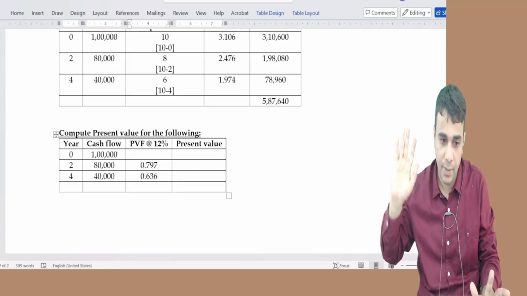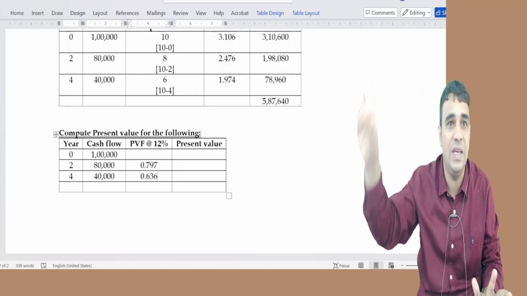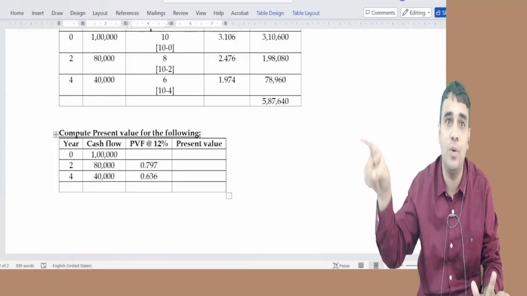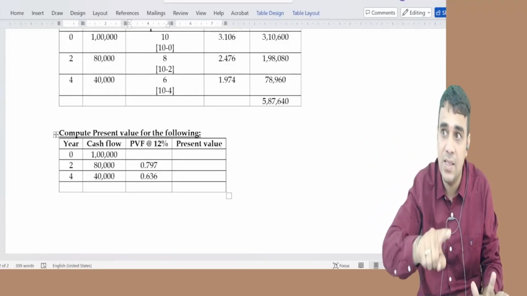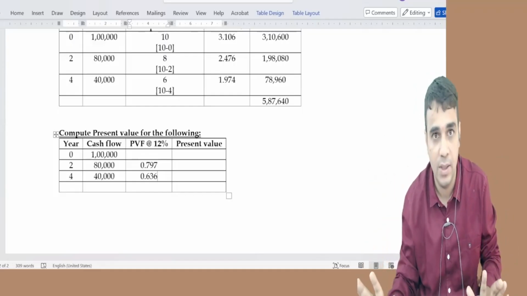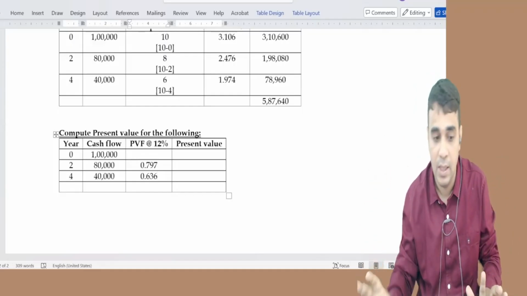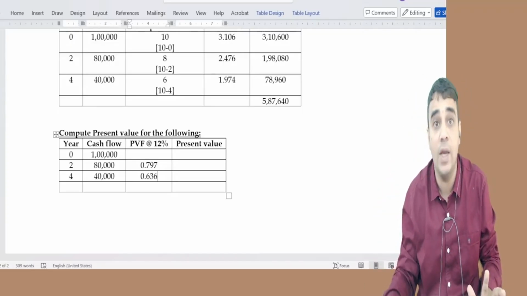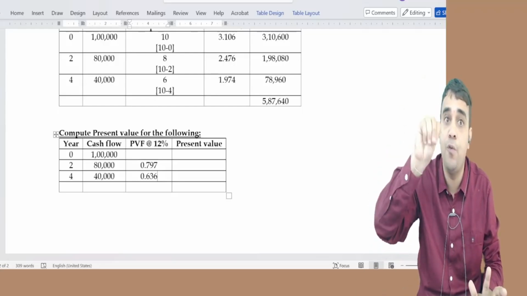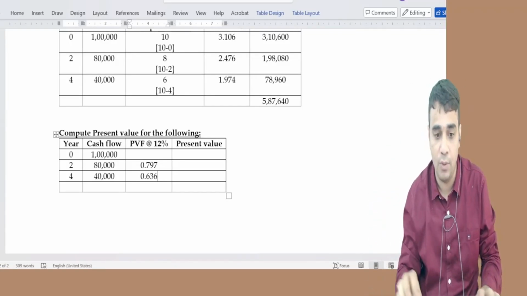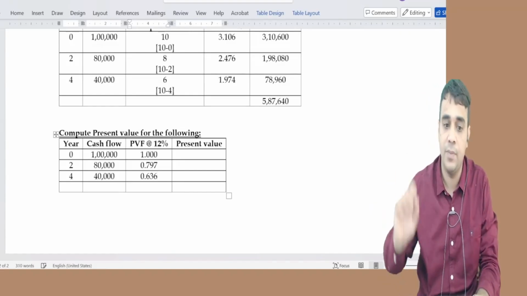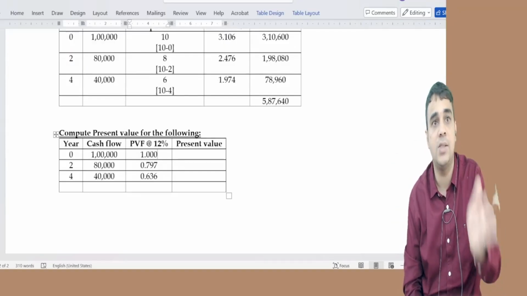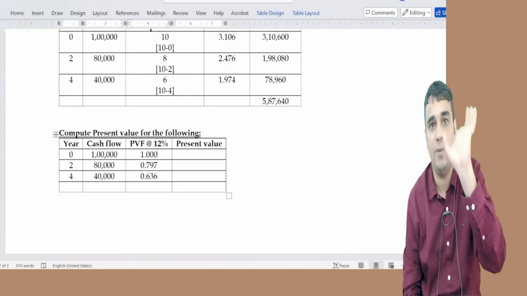I'll explain again. See, earlier we were taking year 0 to year 10, 10-year compounding. Year 2 to year 10, 8-year compounding. Year 4 to year 10, 6-year compounding. Year 0 to year 0, no compounding, no discounting. Year 2 to year 0, 2-year discounting. That is why divided 2 times. Year 4 to year 0, 4 times discounting. This one we normally write 1 only. 1 means it is the same value. 1 lakh into 1, you will get the same value.